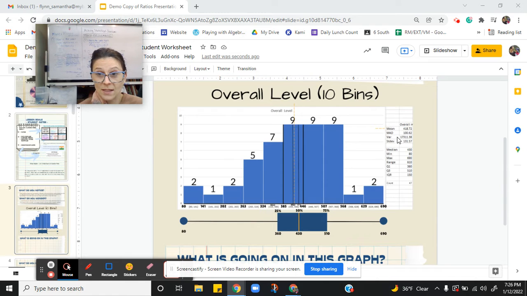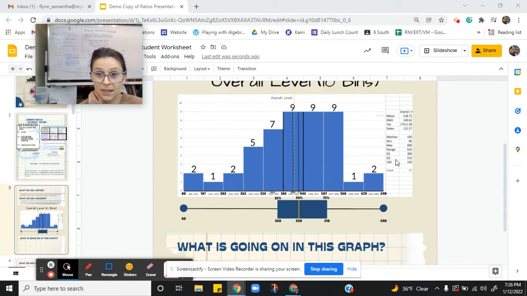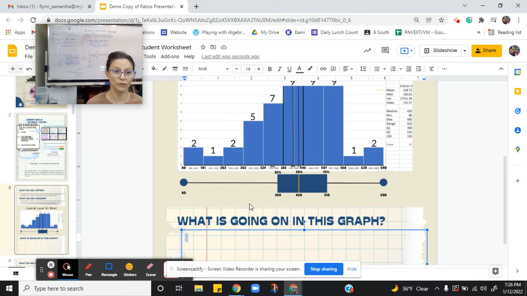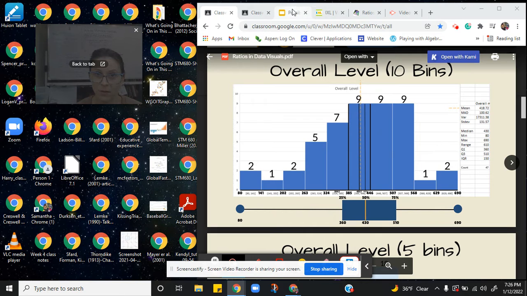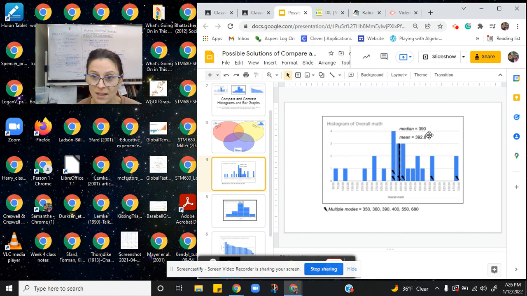We see that the data is a little bit skewed. The median and the mean have grown further apart than the mean and the median from December. So if you pop back over to the December graph with me really quickly, you'll see that the mean and the median are only 2 apart.